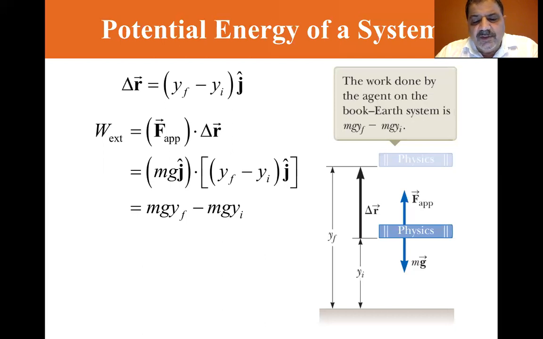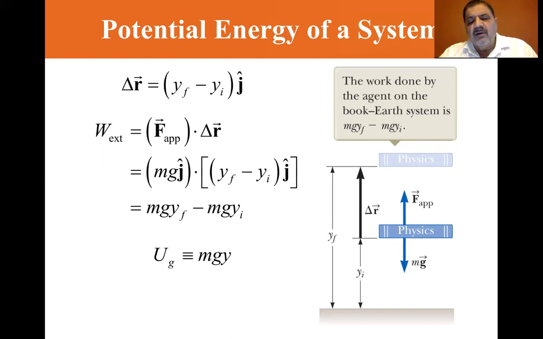The result is the work done on the system because the applied force is the only force on the system from the environment. The gravitational force is internal to the system. Here the work represents a transfer of energy into the system, and the system energy appears as potential energy, mgy. So the gravitational potential energy U sub g of the system, the object of mass m and the Earth, is U_g equals mgy. We often refer to it as mgh because we talk about the height, but here it is expressed as mgy.